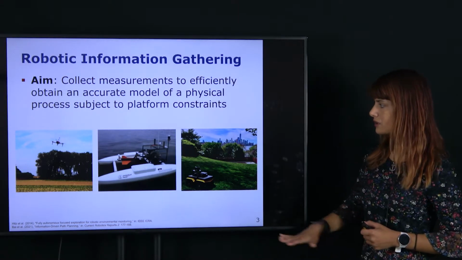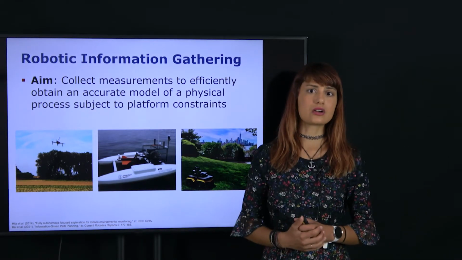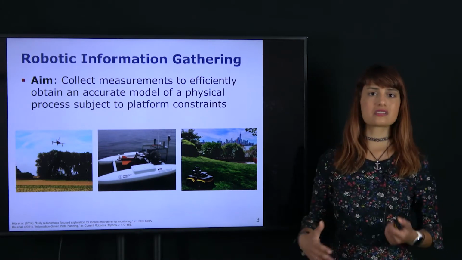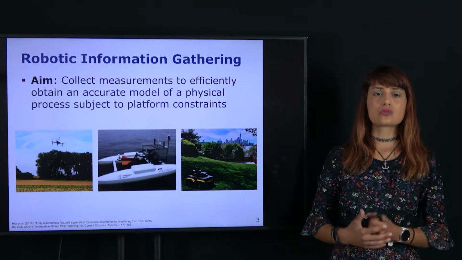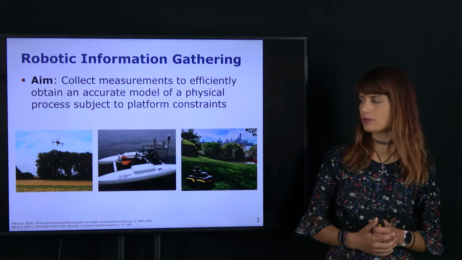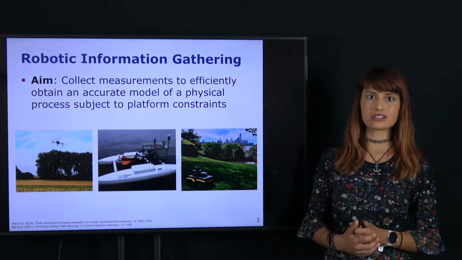And finally, here we have a very general illustration of a 3D mapping scenario, a very complicated one, where a robot is deployed with, let's say, a laser scanner or a camera, and we want it to explore an unknown environment and map as efficiently as possible. This is the robotic information gathering for exploration task.